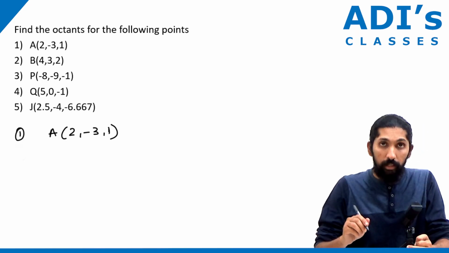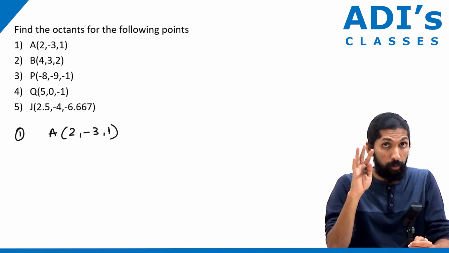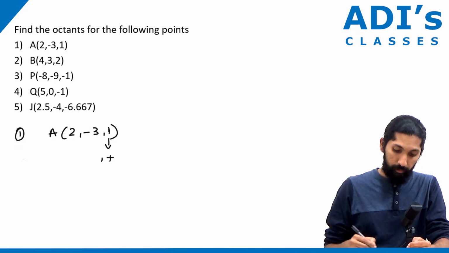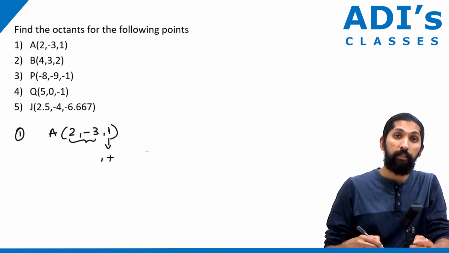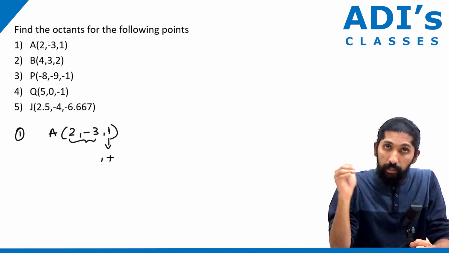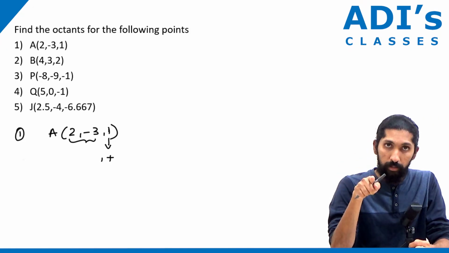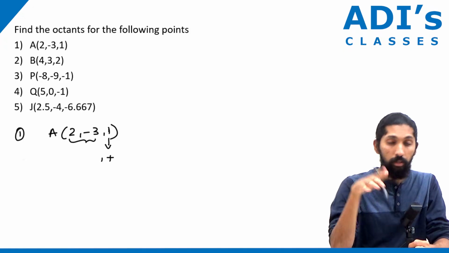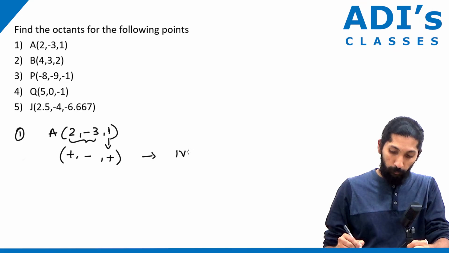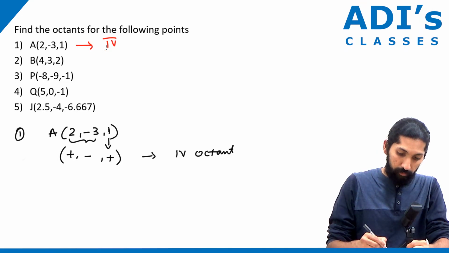Now, like I always tell, start with the z-axis. The z-axis is positive, that means it's one of the first 4 octants, 1, 2, 3, 4. In the second part, this is positive. Well and good. Next, take the x and y, plus, minus. In which quadrant is the x-axis positive and the y-axis negative? X is positive, y is negative in the fourth quadrant, correct? So this is going to become plus, minus, plus. This is going to be the fourth octant. So the answer for this one is the fourth one.